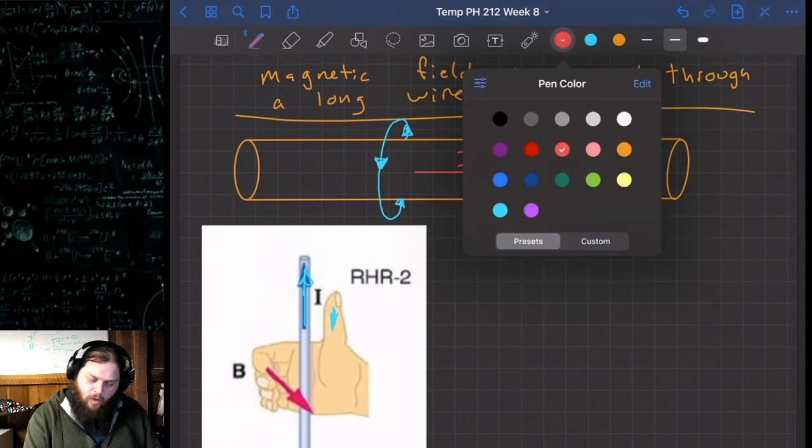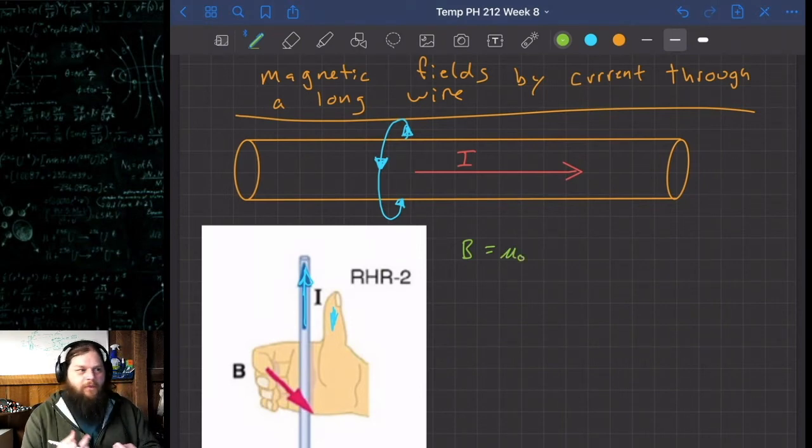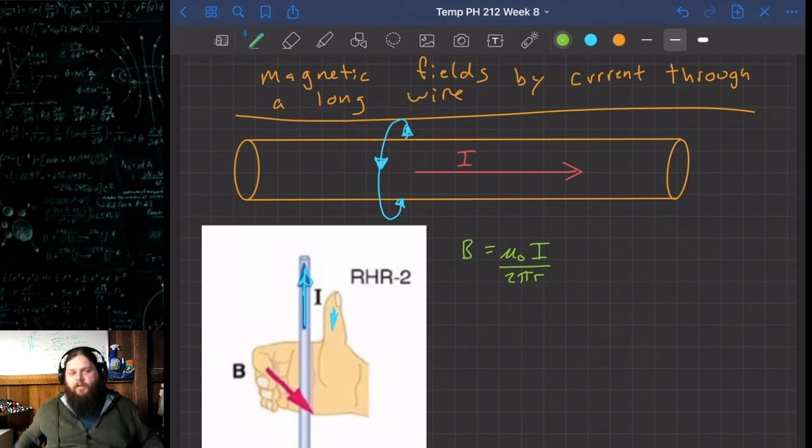And the equation we want to use here, the magnetic field is going to be equal to mu naught, which is just a constant, the permeability of free space, times I, the current, divided by 2 pi r, where r is going to be the distance away from that wire that you are. So the farther away from that wire you get, the weaker that magnetic field is going to be. And it's all based on the intensity of the current. So if you double the current, you're going to double the strength of the magnetic field at any one distance. If you double the distance away from it, you're going to halve the magnetic field.